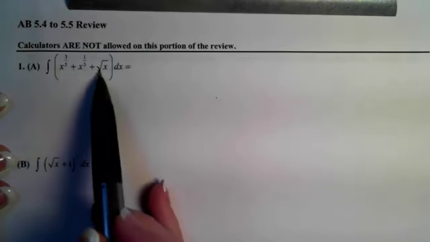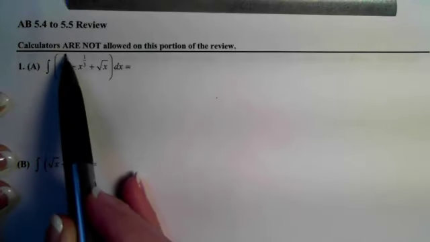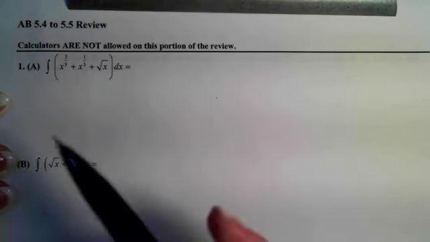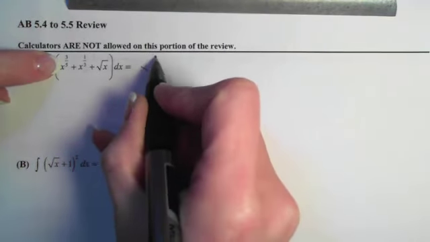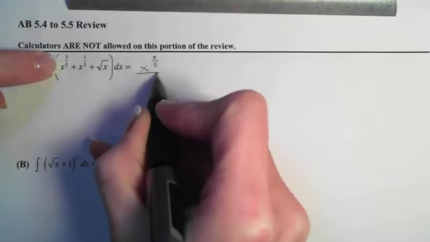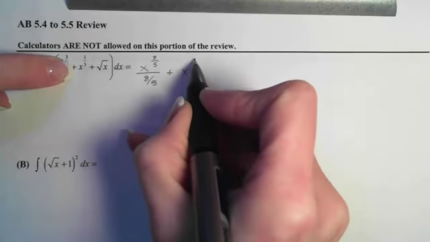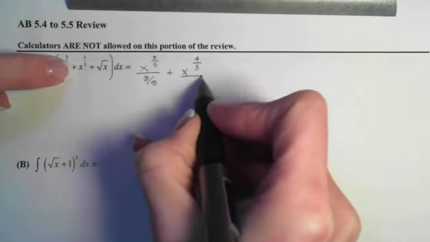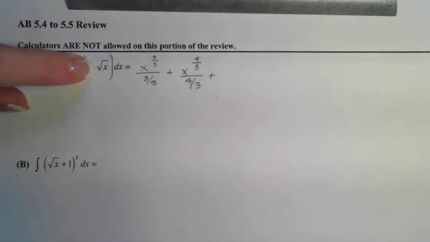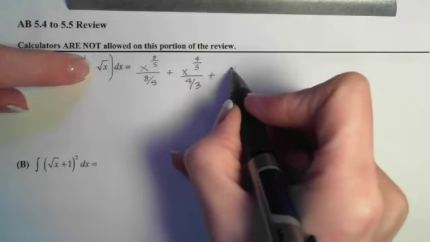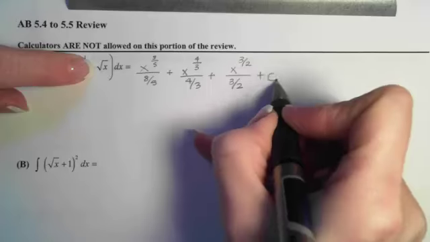And all 3 of these terms will be answered using the power rule backwards, which means you're going to add 1 to this exponent and then divide by the new power. So that means we'd have an x to the 3/5 plus 1 is 8/5, divided by 8/5, plus x to the 1/3 plus 1, which is 4/3, divided by 4/3, plus the square root of x is an x to the 1/2, so we will add 1 to that and get 3/2, divided by 3/2, plus a constant.